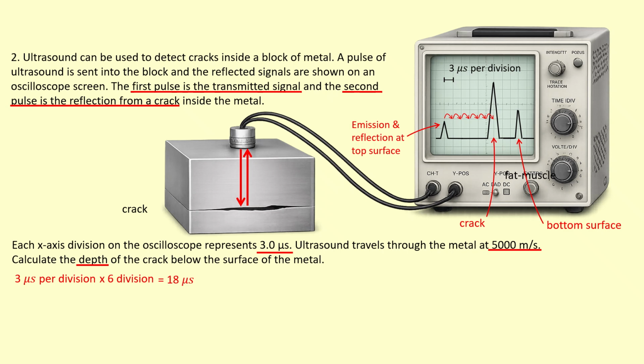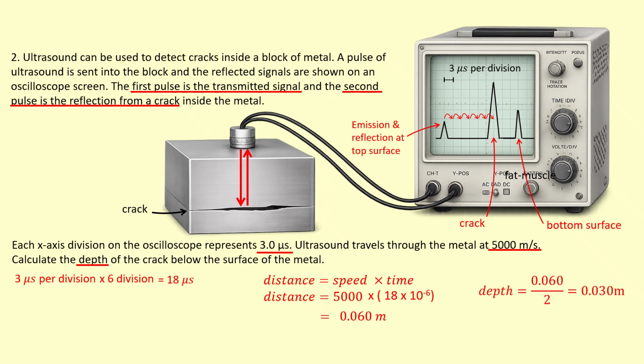So each division is worth 3 microseconds. That is 18 microseconds. Now microseconds, that's actually a millionth of a second. So we do need to convert that. So let's use our distance equals speed times time. Speed is 5,000. Time is not 18 microseconds, but 18 divided by a million. So that's 18 times 10 to the power minus 6. So the distance we get is 0.09 meters. But be careful again, this is the time there and back, so we need to divide that by 2. So the actual depth below the top surface is 0.045 meters.